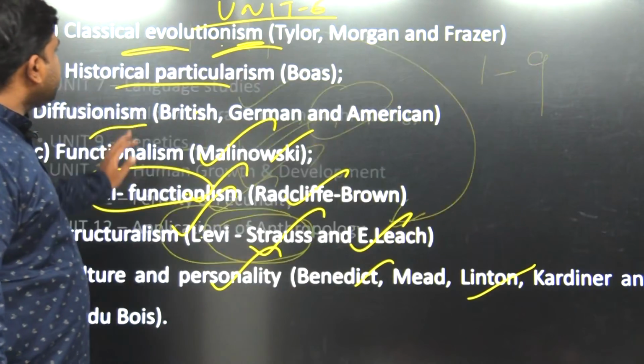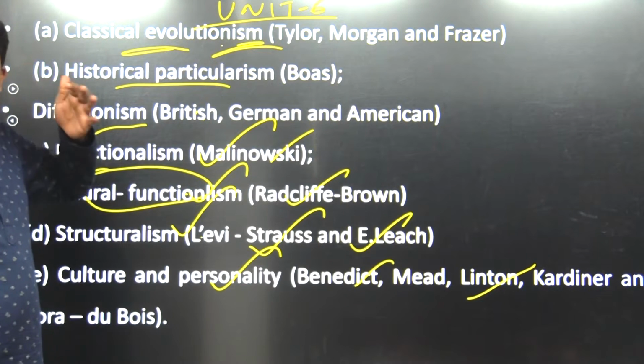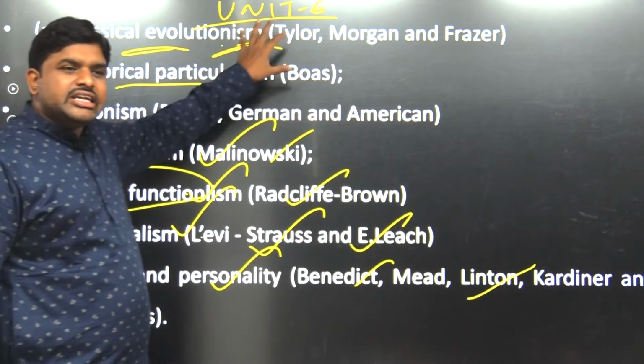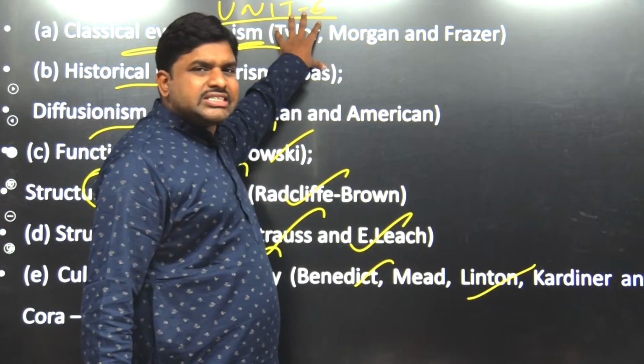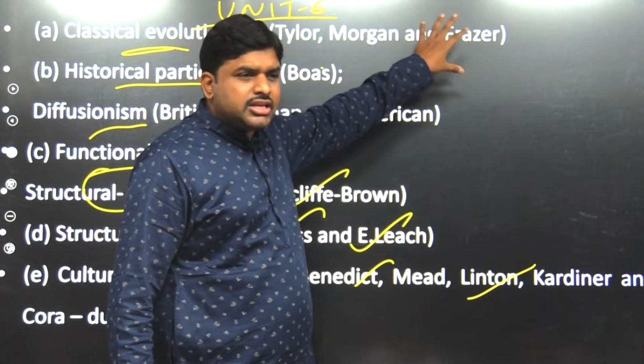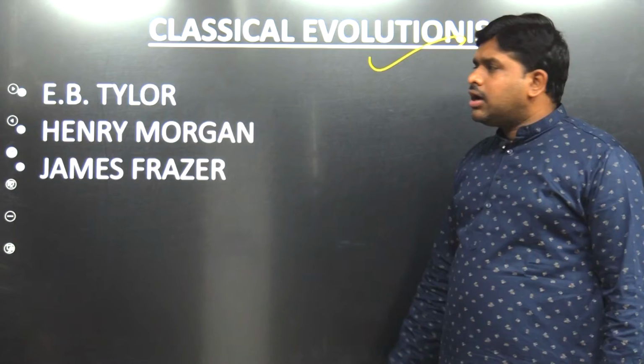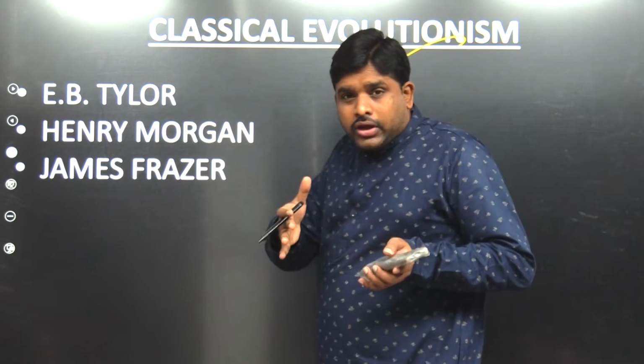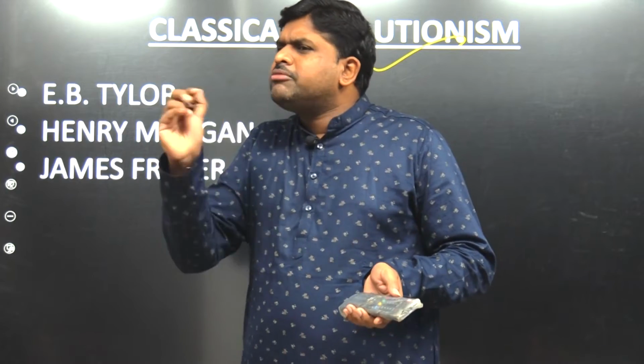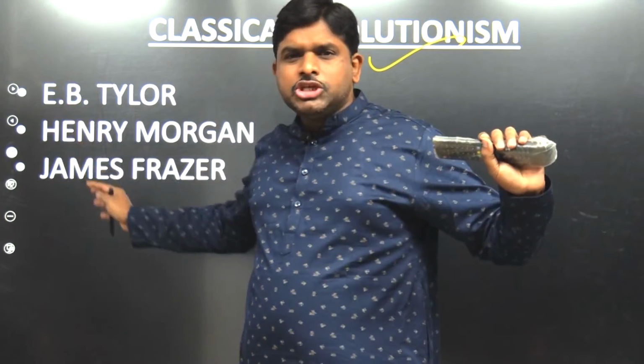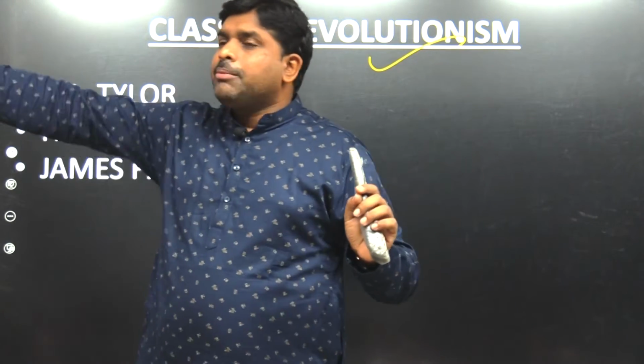So, first we will be starting with classical evolutionism. How many anthropologists are there? Three anthropologists are there. One is called Taylor, other is called Morgan, other is called James Frazer. There are 12 schools; in each school, how many anthropologists are there? Just make a table after the completion of the unit. If you make a chart and keep it in your room, you will never forget anthropological thought.